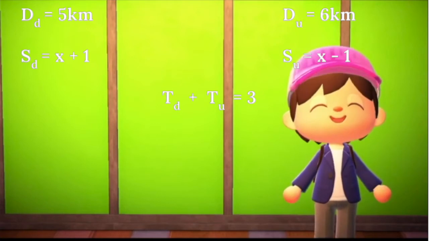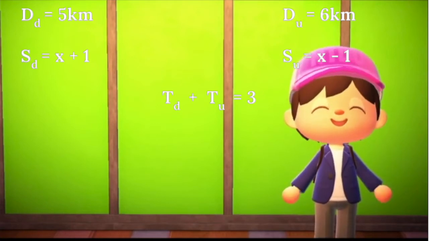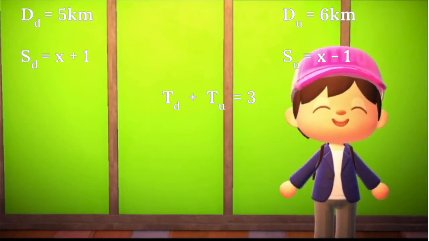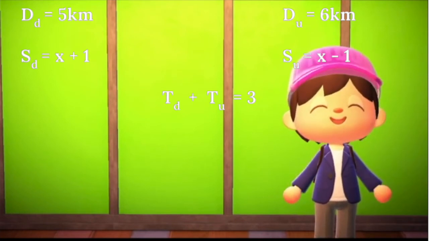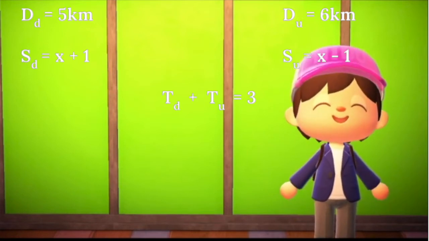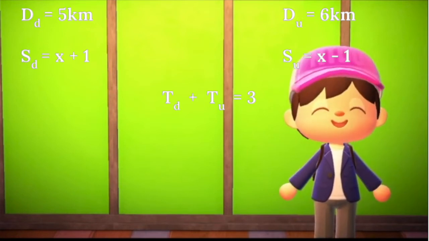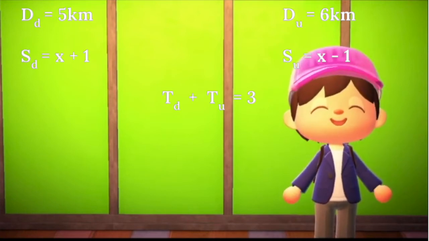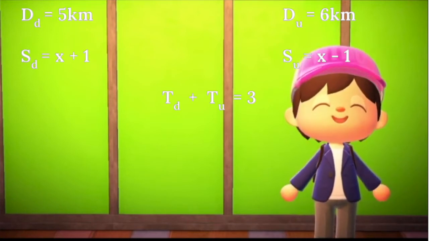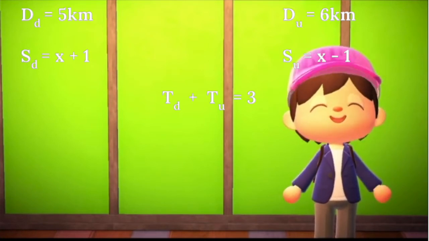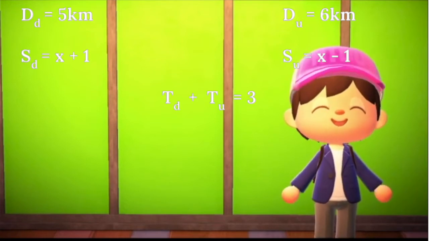So instead of the equation just being time upstream plus time downstream equals 3, time has its own equation to solve for that we have to sub in. So time really equals distance over speed. So you're going to have your distance upstream over your speed upstream plus your distance downstream over your speed downstream equals 3.